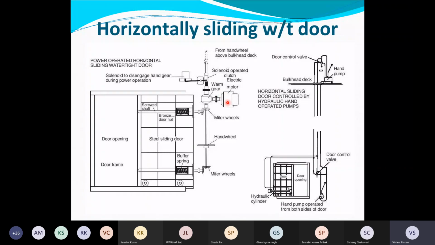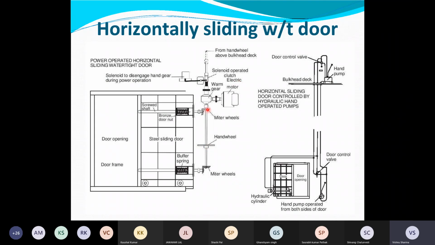This motor will rotate in both directions depending on the direction of the current, because you have to open and close the door. So if you can operate it from the bridge, you can operate it from the ship control station, SCC. Okay, you can close it manually from above the deck, you can close it manually from here.